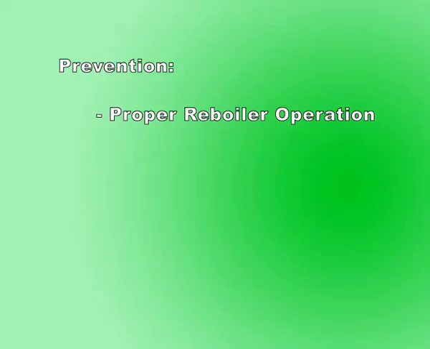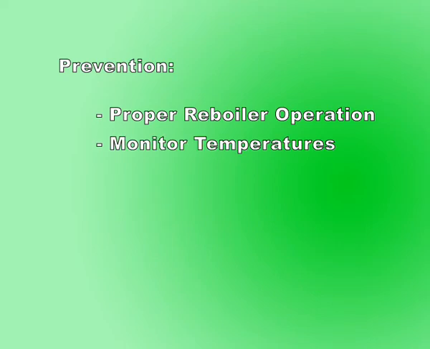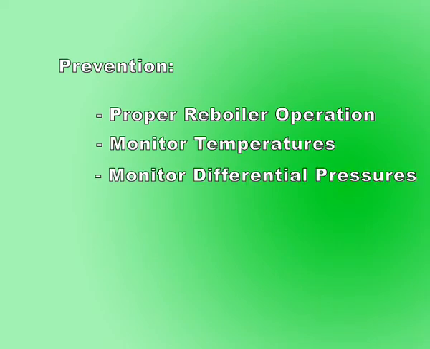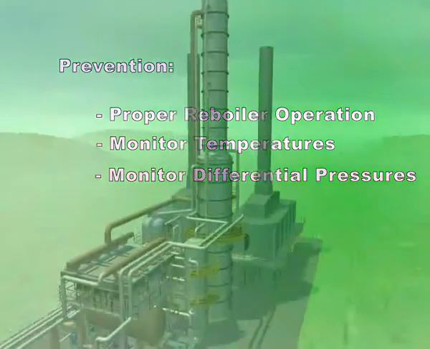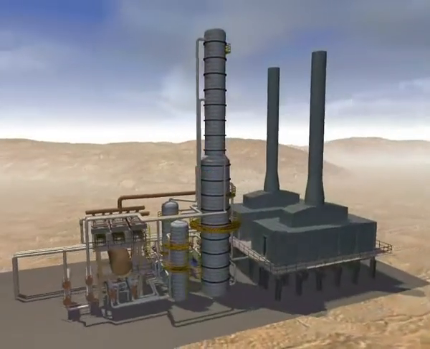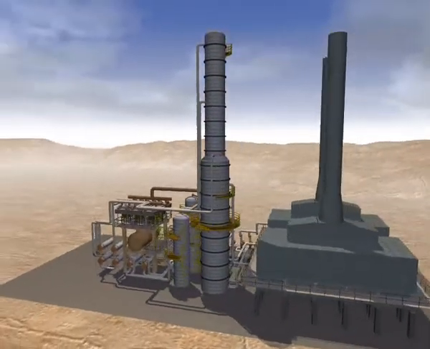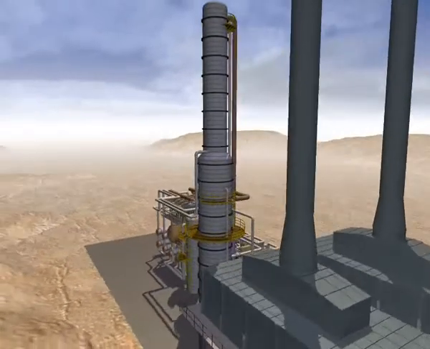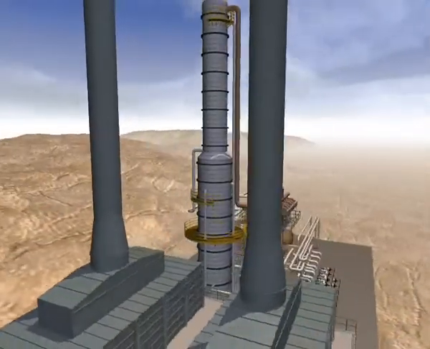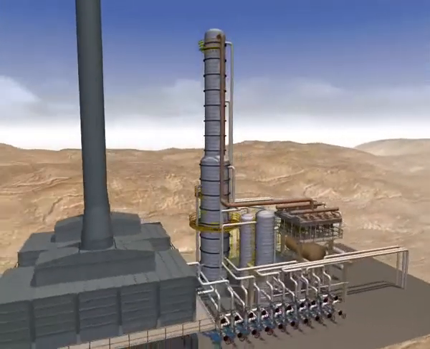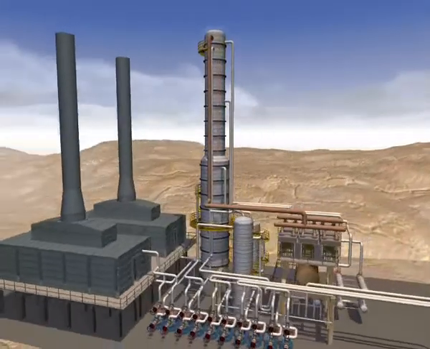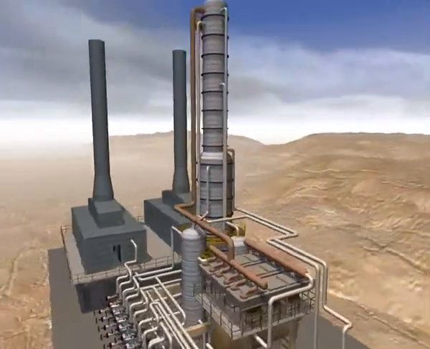Proper reboiler operation will prevent weeping and flooding of the trays. Temperatures and differential pressures need to be monitored to ensure operation within the design parameters. In addition, infrared scans can help in determining the cause of improper operation. The scan will reveal differences in density and can therefore be used to verify correct operation or identify problem areas.